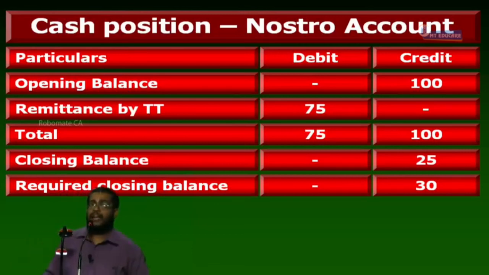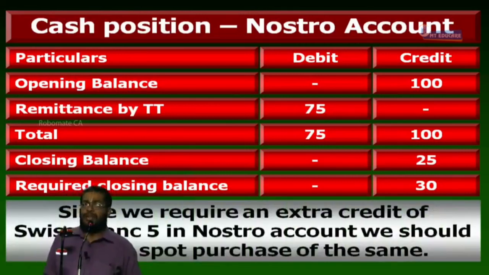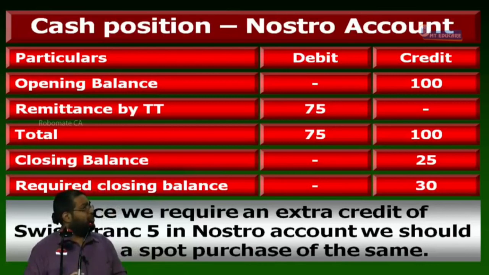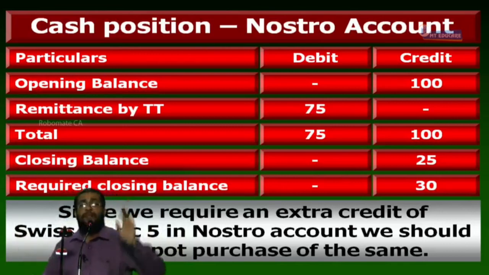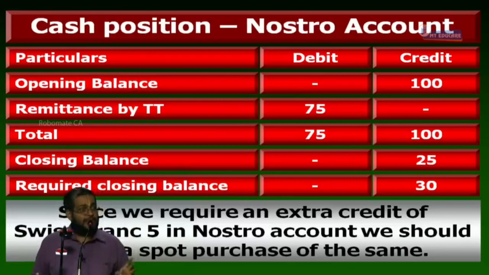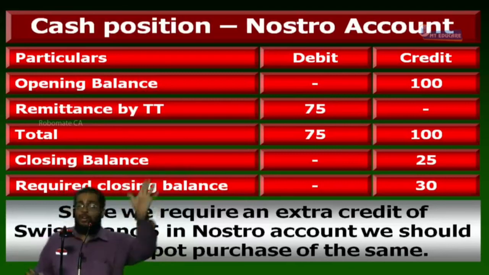The international market. So that strategy is, since we require an extra credit of Swiss francs 5 in nostro account, we should make a spot purchase of the same. Why should I not make the forward purchase? Because when I make a forward purchase, nostro will not be affected. Yes or no? I have to go for what purchase? Yeah, spot purchase. Point number 1, yes or no? So now my strategy is, I should buy what?